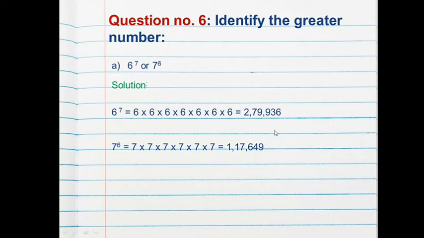So here 2,79,936 is the greater number. Since 2,79,936 is greater than 1,17,649, therefore 6 raised to the power 7 is greater than 7 raised to the power 6. So this is how we have to identify a greater number.